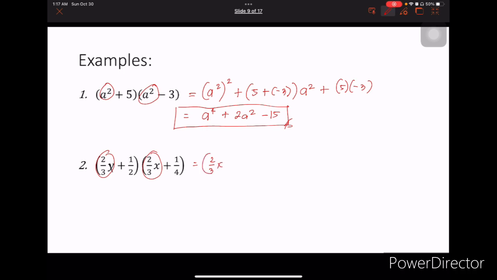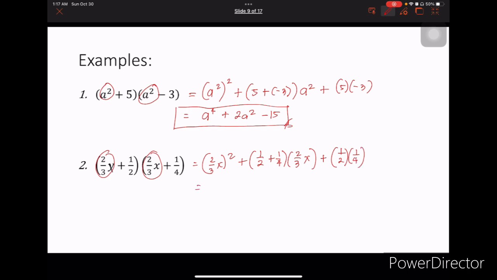So you have the quantity 2/3 x squared plus the sum of the second terms for each expression, so that's 1/2 plus 1/4, times the first term, 2/3 x. Then plus the product of the second terms for each factor. So you will have 1/2 times 1/4.